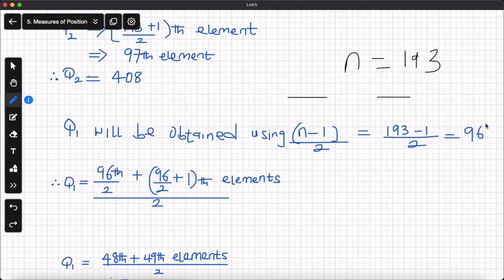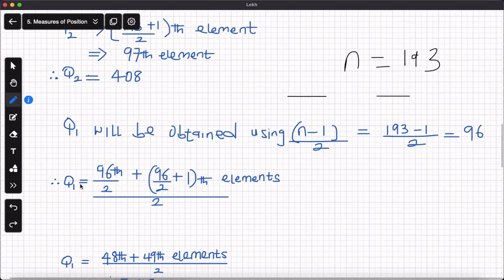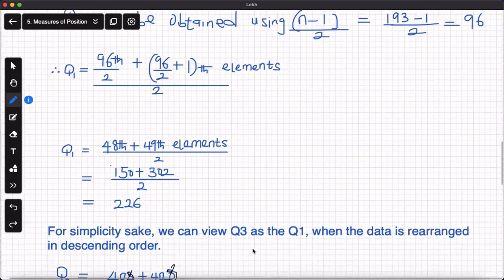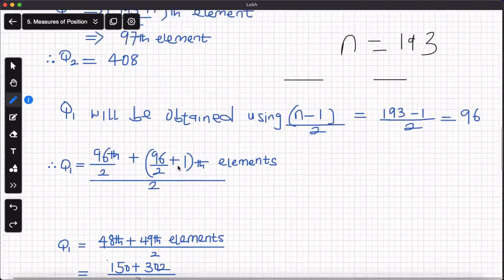Now that we know that we have 96 elements to the right and 96 elements to the left, how do we obtain Q1? We say Q1 will be 96 divided by 2 because it's even. Just the way you obtain your median, 96 divided by 2, and that will give us 48. So the 48th and the 49th element will be added and divided by 2, and that's going to give us 150 plus 302 divided by 2. So how do we get the 48th element to be 150 and the 49th element to be 302?